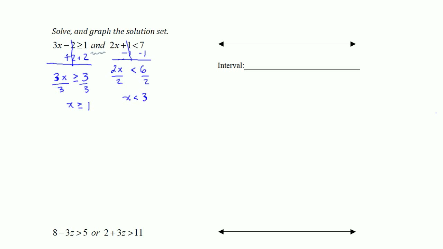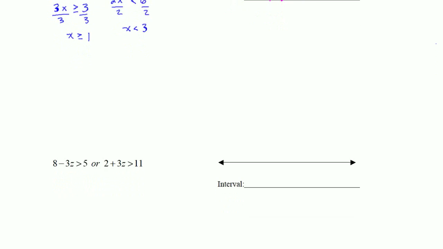So we graph both of these on our number line. We've got 1 and 3, x greater than or equal to 1, x strictly less than 3, and then we take our intersection because we have an and statement. So our intersection is going to be this part right here, just the overlap, remember. Match the brackets. So we have the interval from 1 to 3. Square on the 1, round on the 3.